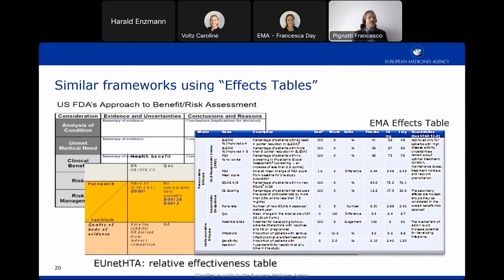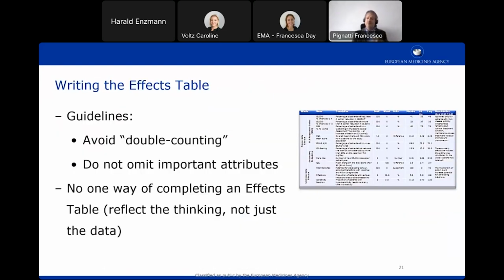Now, we're not alone in this. Many other organizations like FDA, HTA organizations have developed similar frameworks, recognizing that, well, on this critical aspect, we really need to be clear. Now, we also have developed extensive guidance on how to write these sections and the effects table.